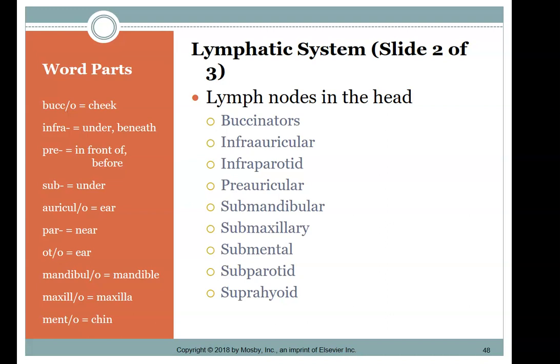Lymph nodes in the head. You have the buccinators, the infraauricular, the infraparotid, the preauricular, the submandibular, the submaxillary, the submental, the subparotid, and the subrachioid. Okay, with your word parts, you've got bucco is cheek, infra is either under or beneath, pre is in front of or before, sub is under, auriculo is ear, par is near, auto is ear, mandibulo is mandible, maxillo is maxilla, and mento is chin.